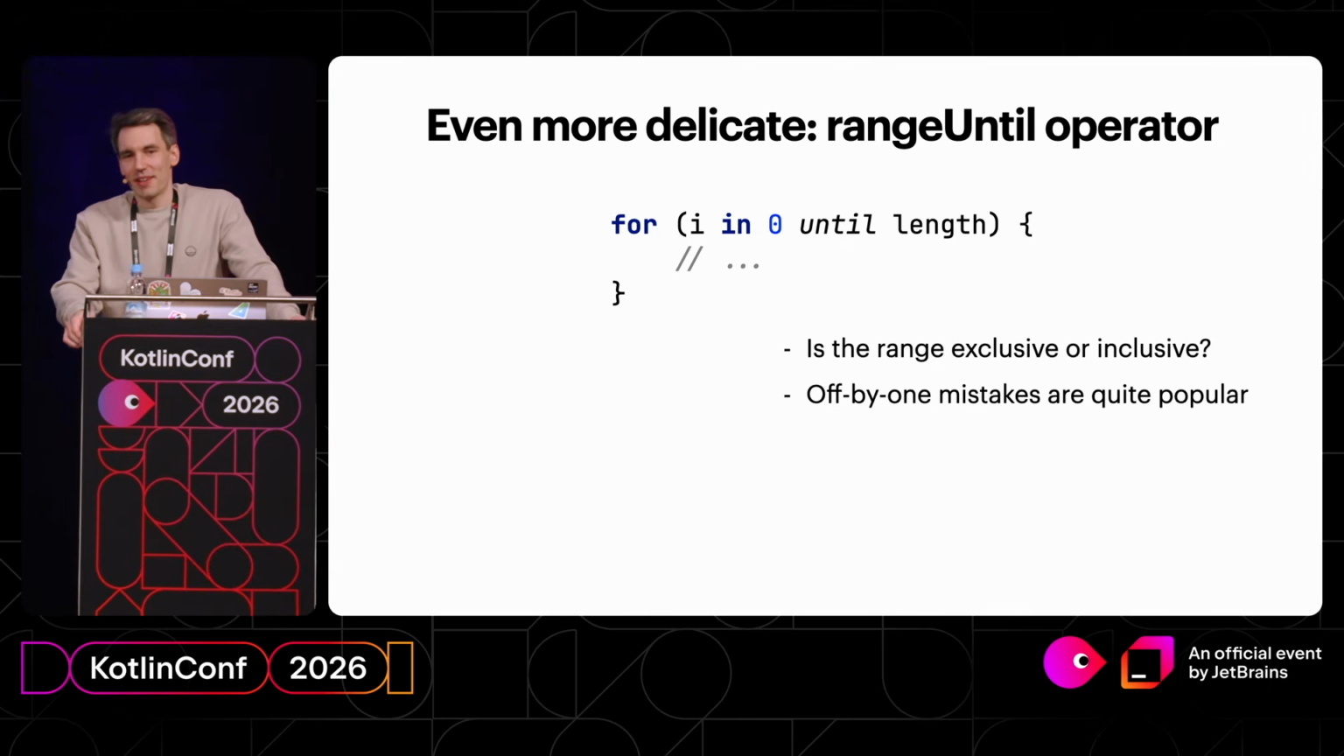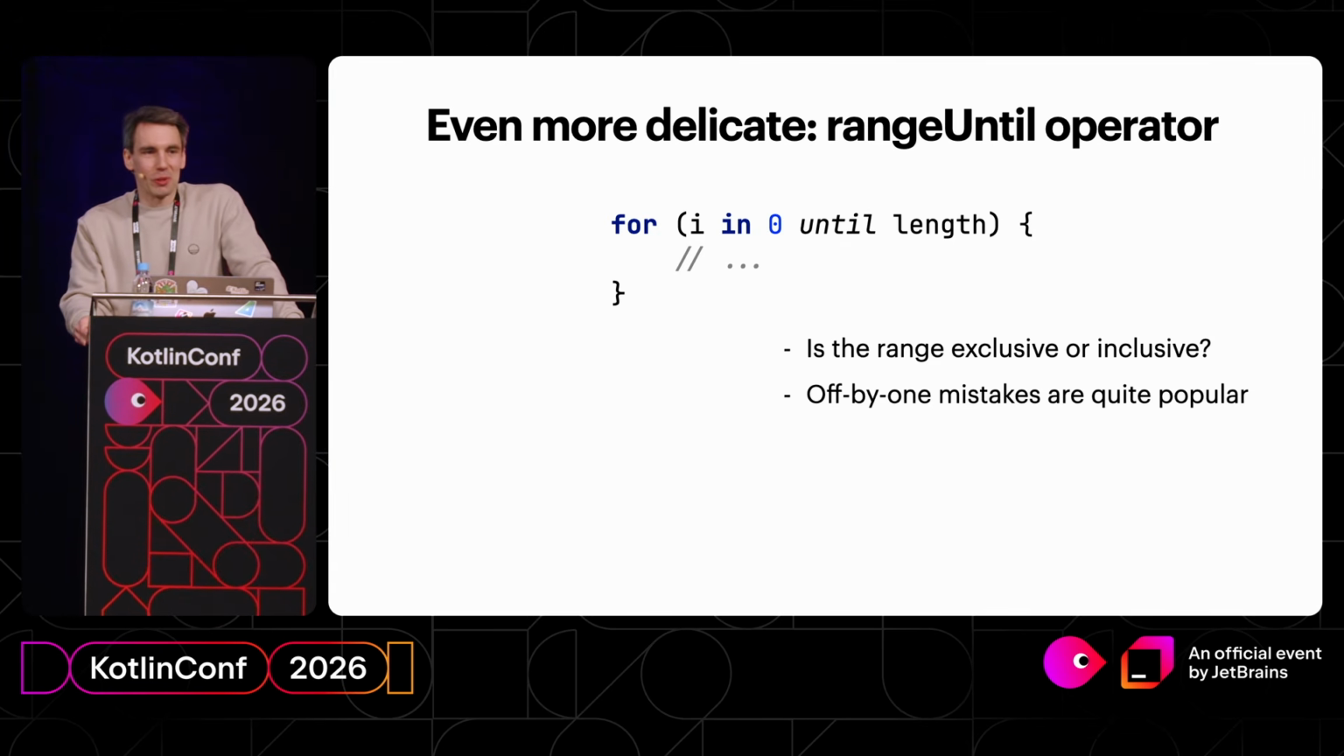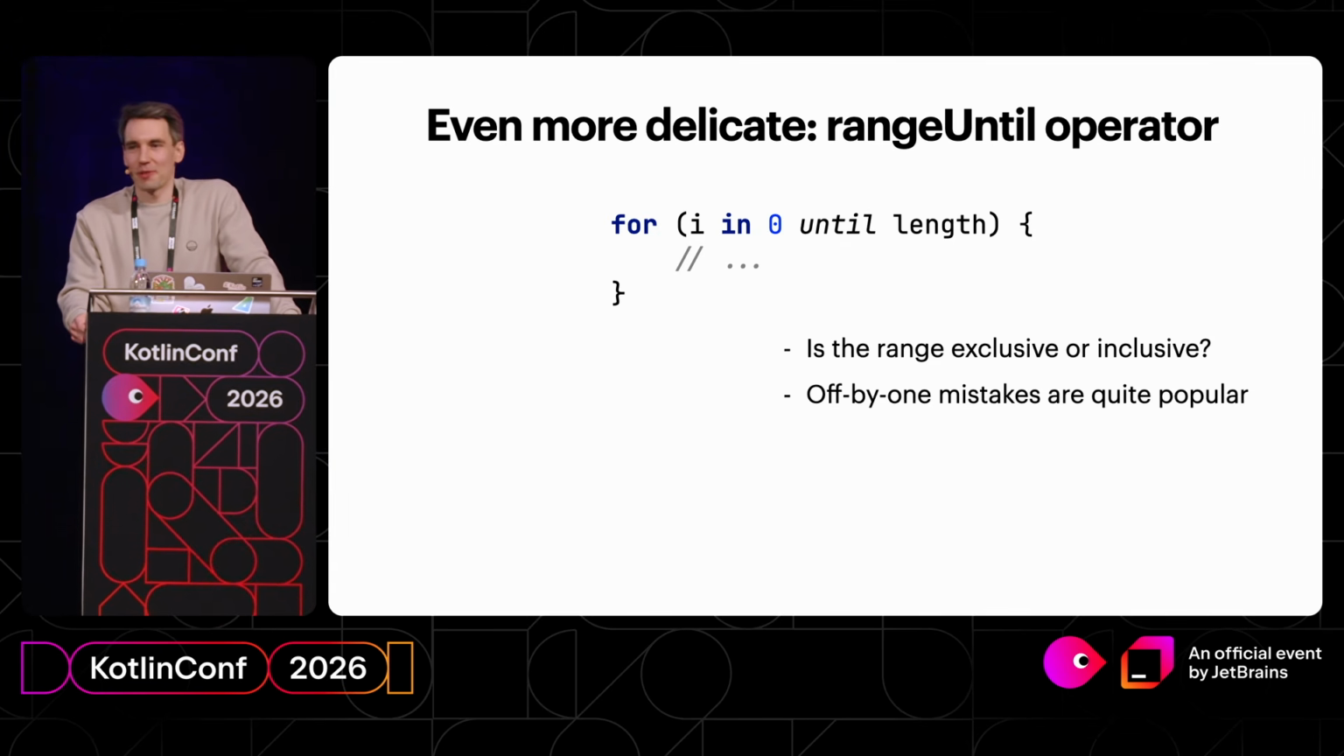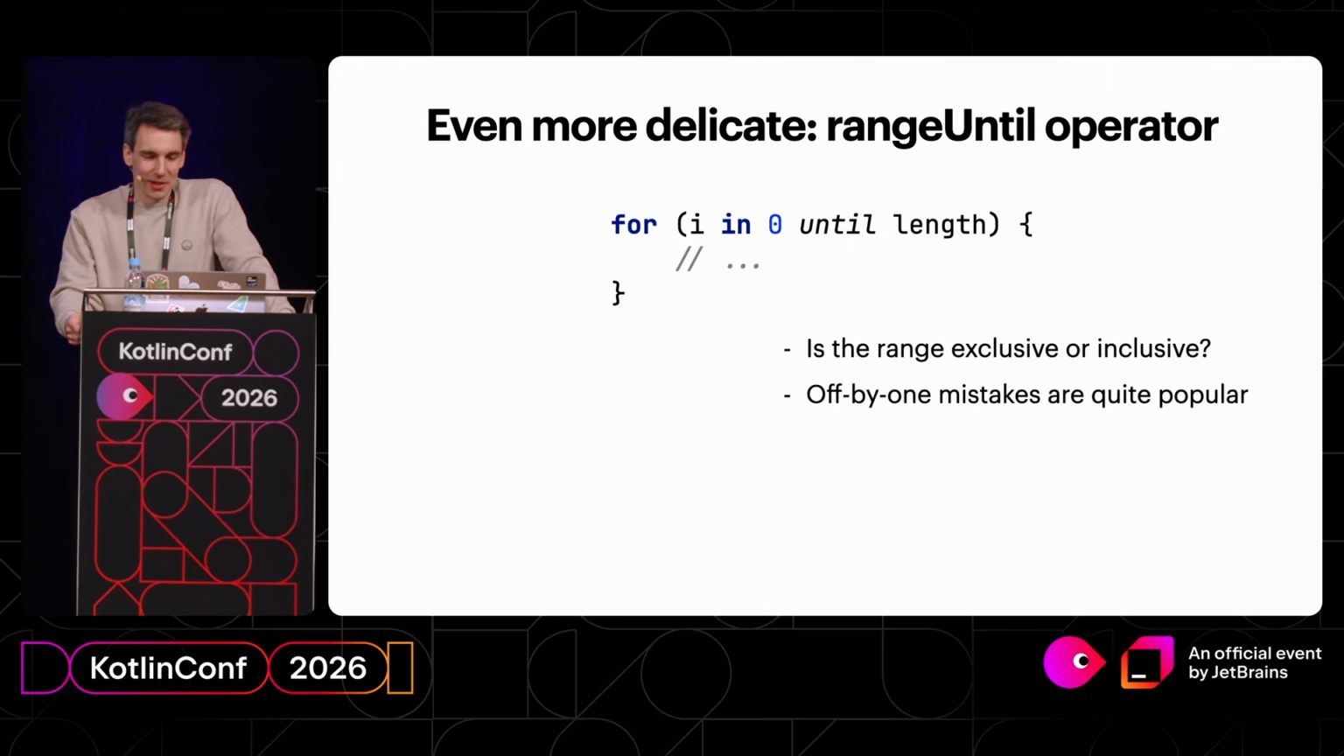Maybe, maybe not. But we want to know for sure, so we also asked people, and they're not sure either. Our developers are not sure. And we also know that off-by-one mistakes are very, very popular. It's one of the most popular mistakes in programming. So we decided that until was probably not a good choice.